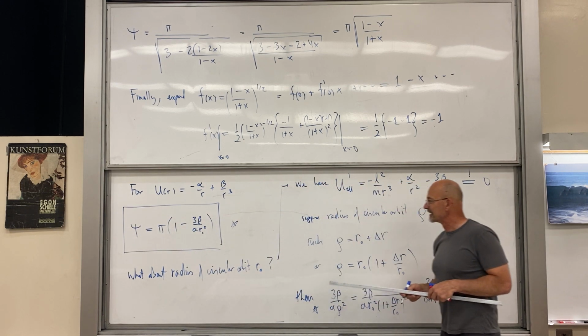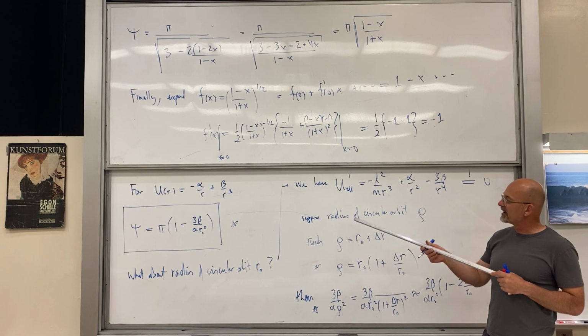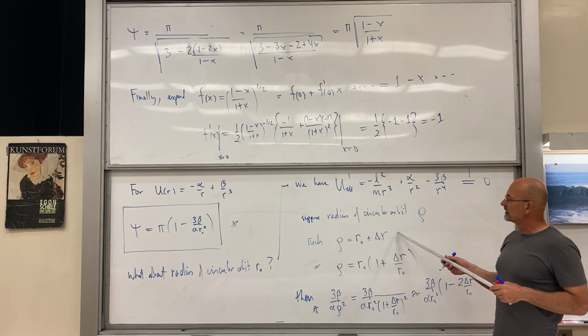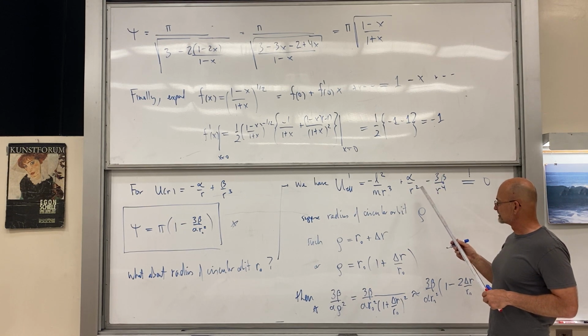Okay. These are very small corrections, but the astronomers have the ability to measure these small corrections. So yeah, it's a really powerful technique, actually.